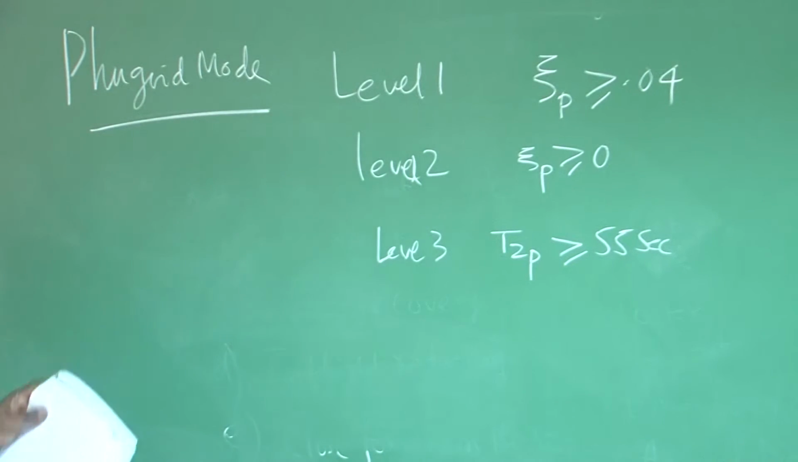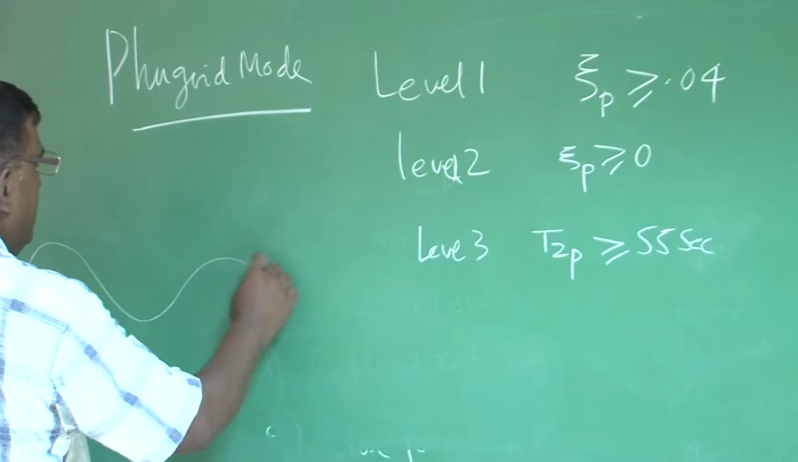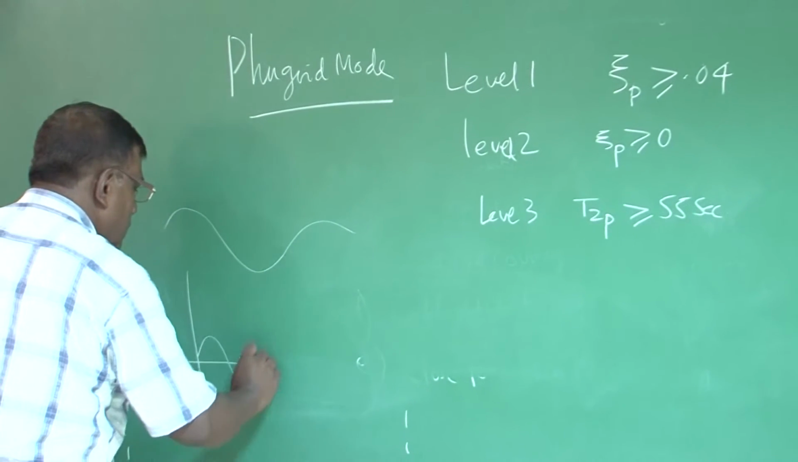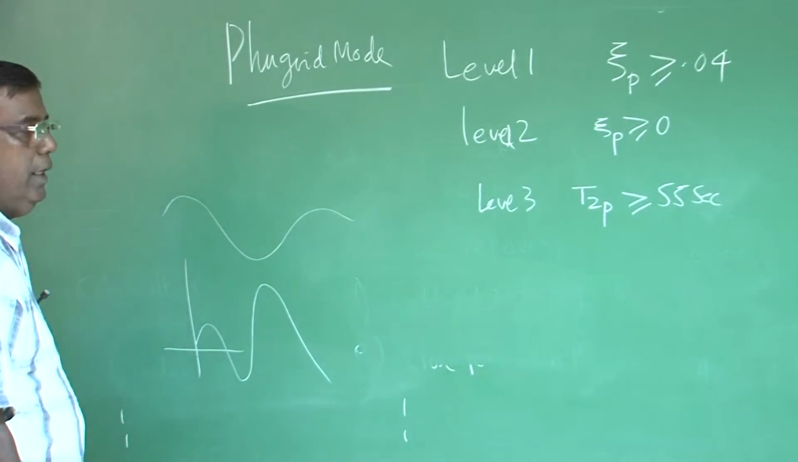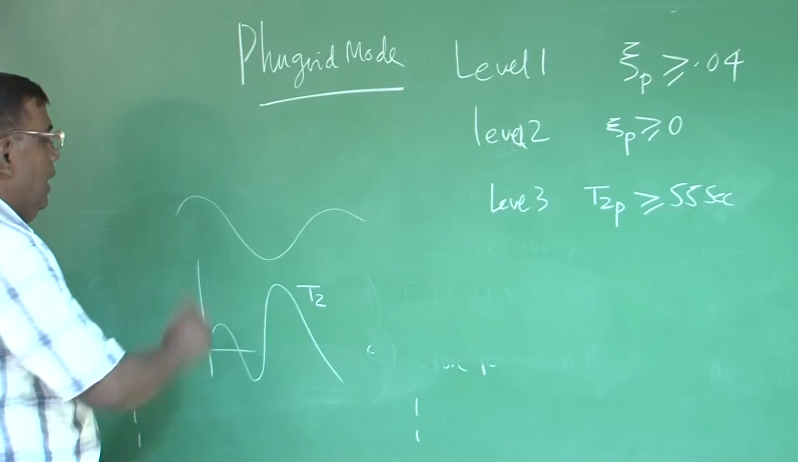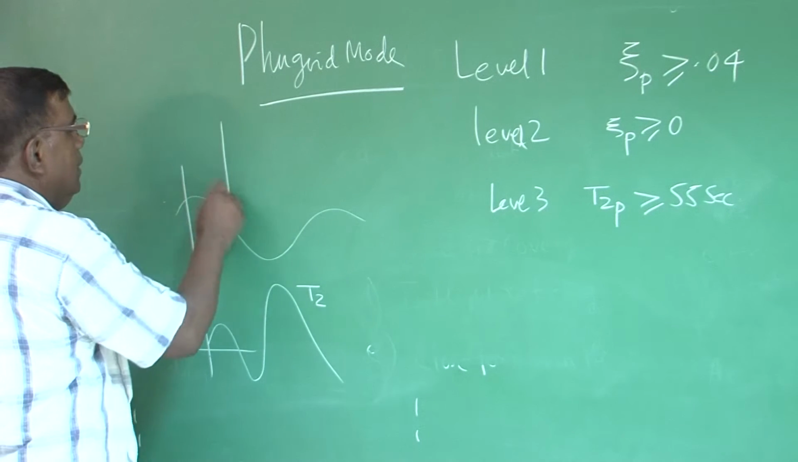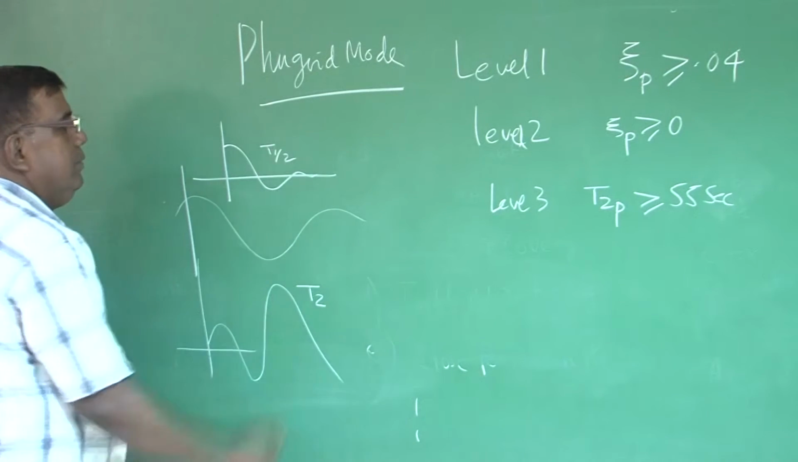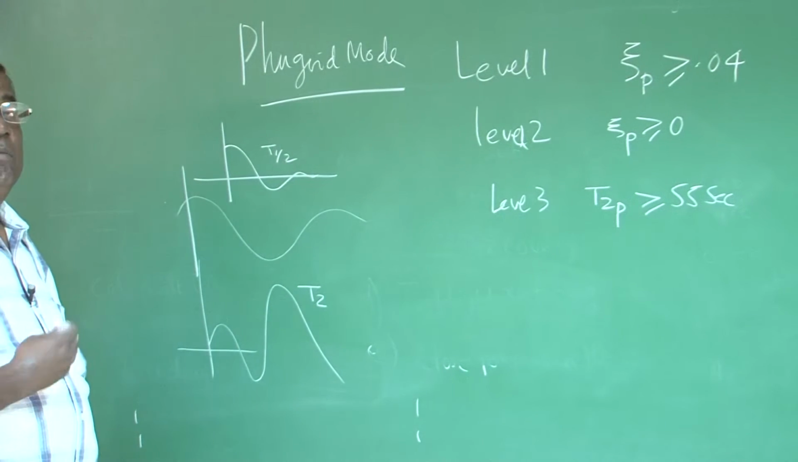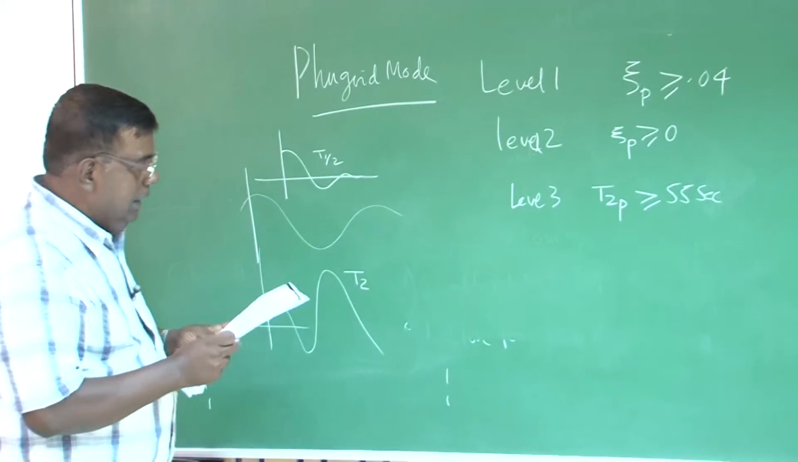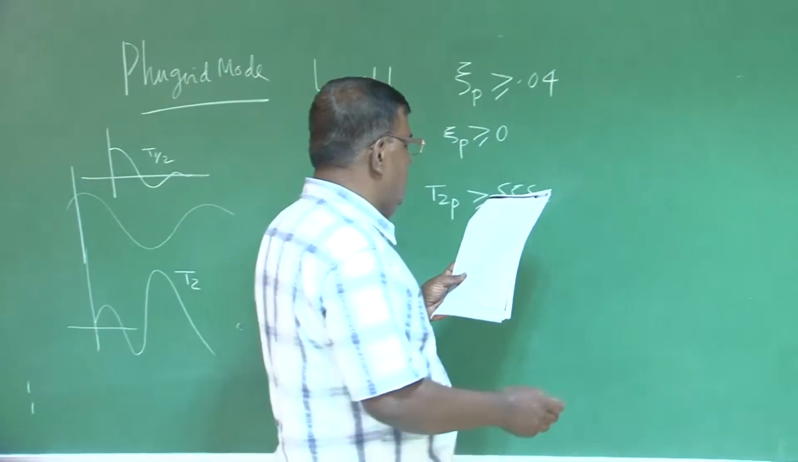Do you understand? Time to double for Phugoid, you know Phugoid is this. Time to double means it is actually going on increasing, right? So whenever it is diverging, we say time to double, and whenever it is converging, we try to use time to half. That is time to double the amplitude. This is time to half the amplitude.